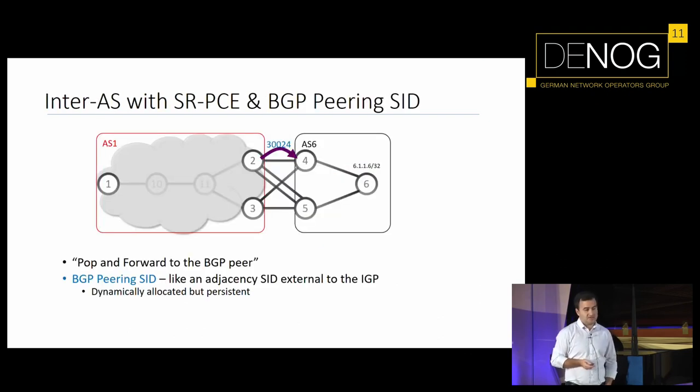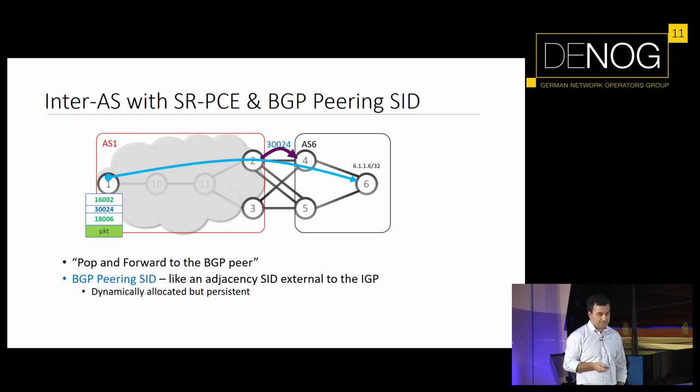And the last use case is inter-AS with SR-PCE and BGP peering SID. So you have AS1 and you have AS6 on the right side. Now, how do you make them talk to each other? Before, you had to use BGP LU. With SR, you use the BGP peering SID now. It's the same use case as BGP LU. So you assign to node 2 towards node 4 a BGP peering SID of, in our case, 30,024. And what happens is you have an end-to-end path from source in AS1 to destination in AS6.